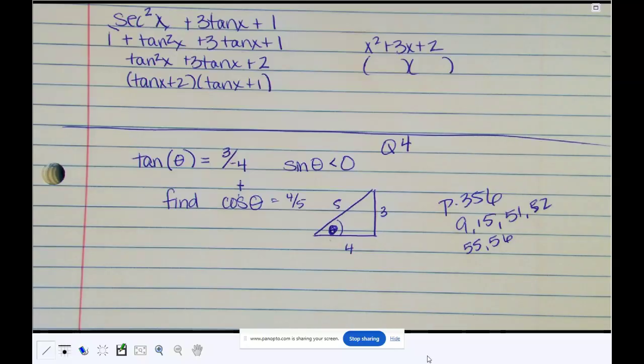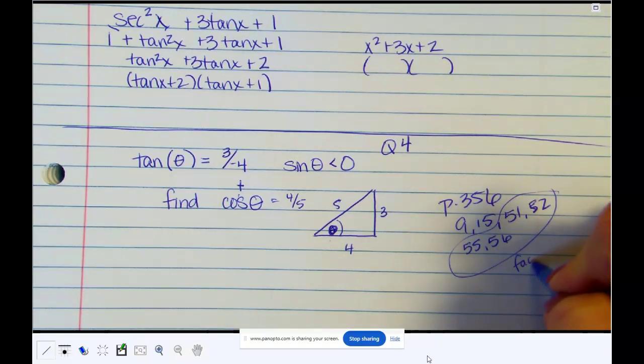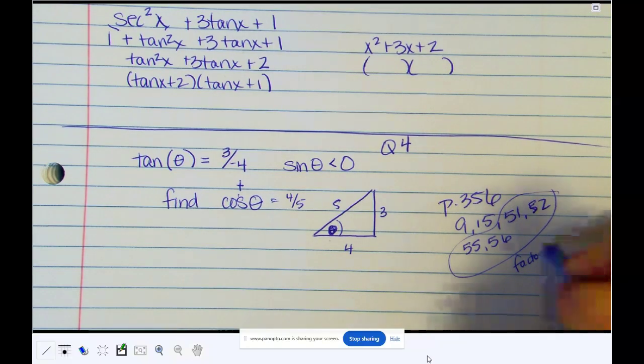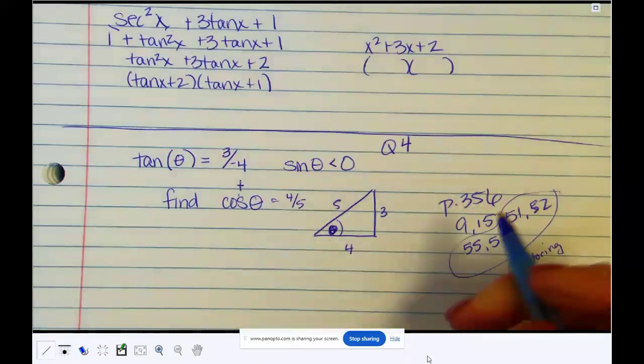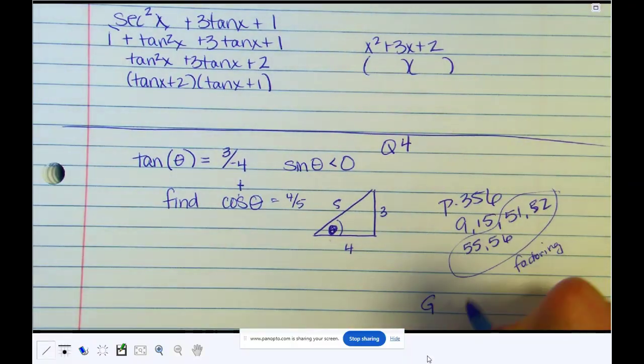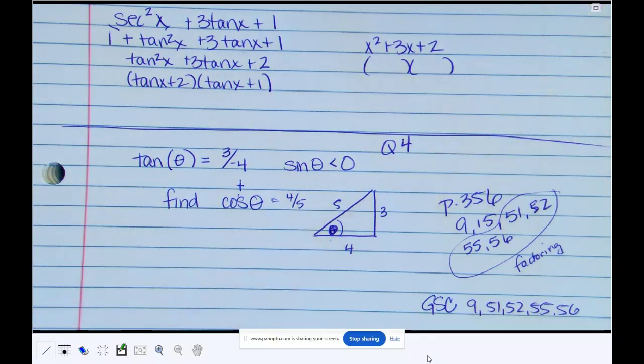Okay, these ones in the 50s are factoring. If you are Gold Star Club, you may take off number 9. No, you can take off 15, but those are new and they're weird. So Gold Star Club, 9, 51, 52, 55, 56. You guys, 9 and 15 will take longer than the other ones, just so you know.